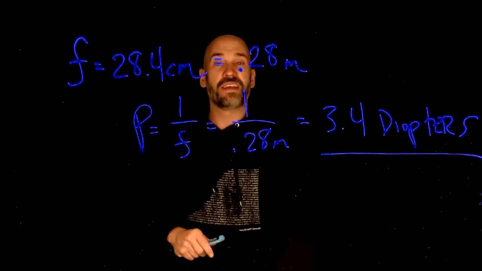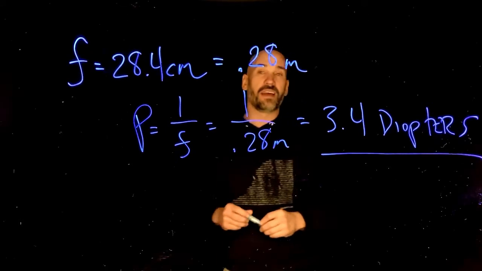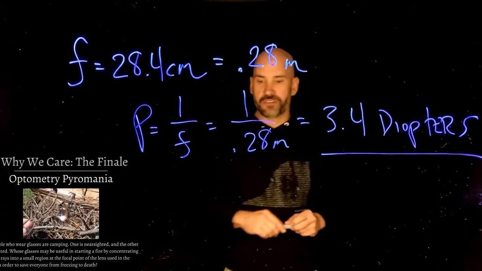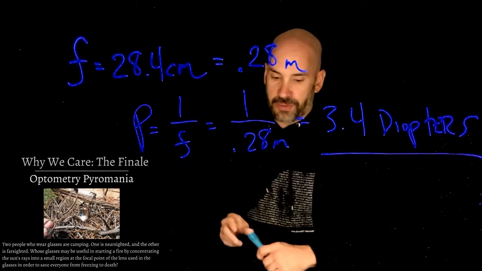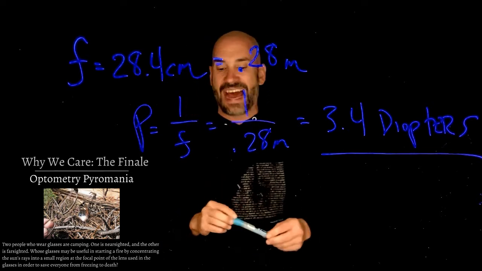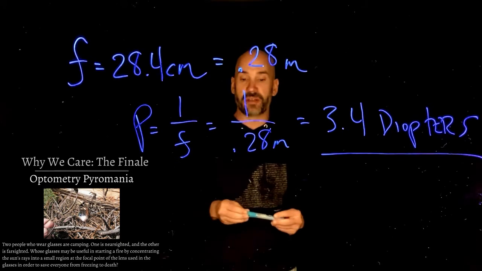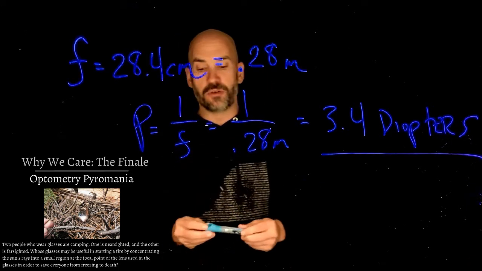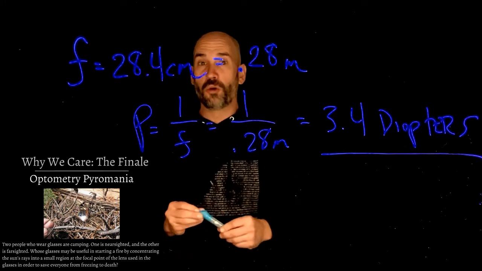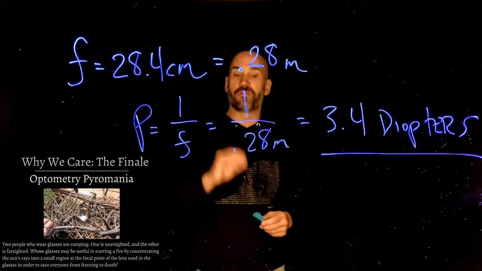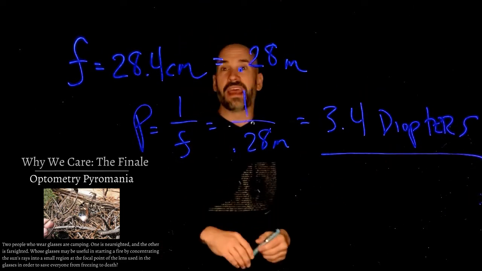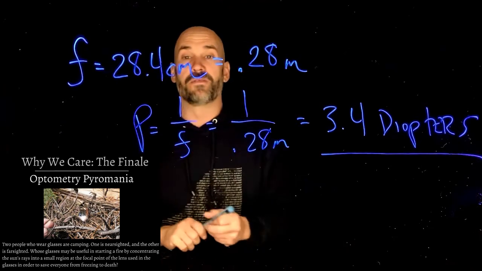Okay. Now that we have this, we're really primed to answer this finale question of the optometry pyromania. Okay. So once again, I'll revisit this question. Two people who wear glasses are camping. One is nearsighted, the other is farsighted. Whose glasses may be useful for starting a fire by concentrating the sun's rays into a small region at the focal point of the lens used in the glasses in order to save everyone from freezing to death? All right. So who do you want, a nearsighted person or a farsighted person with you if you are on Survivor? Okay. And the answer is we want the person with the converging lens, right?